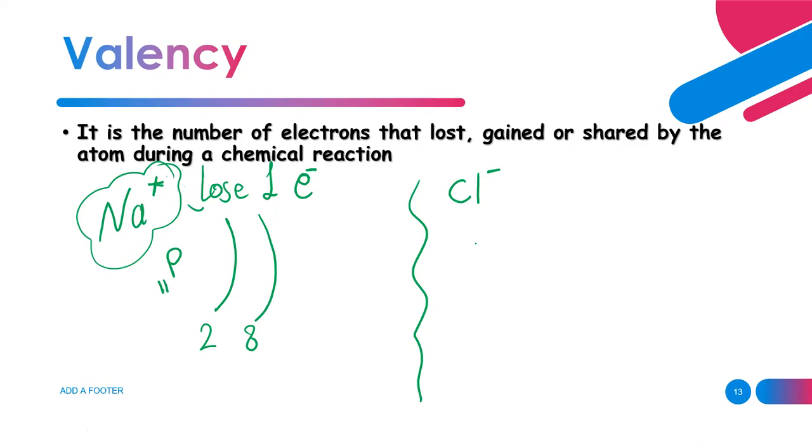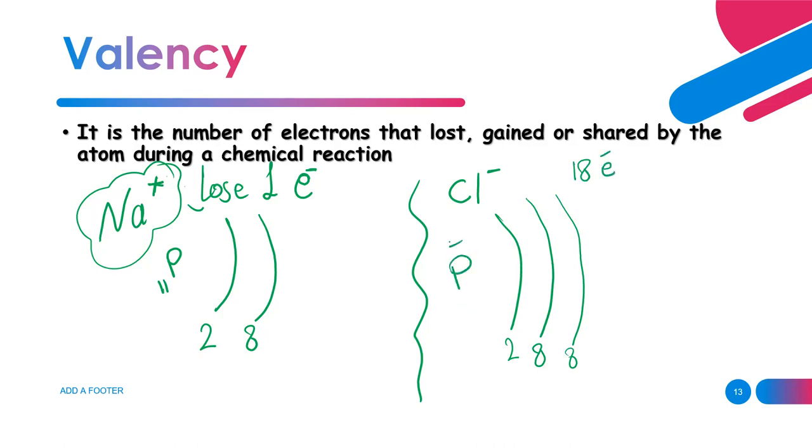How about the chlorine? When I make the chlorine ion and distribute the electrons, it's 2, 8, 8. So I have 18 negative electrons, and I have the positive protons inside, which are 17. So here I have more electrons than protons, so it's a negative ion. Again?